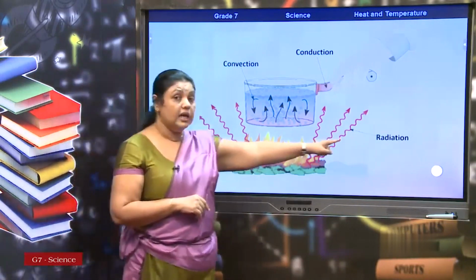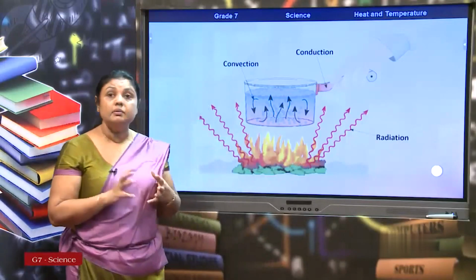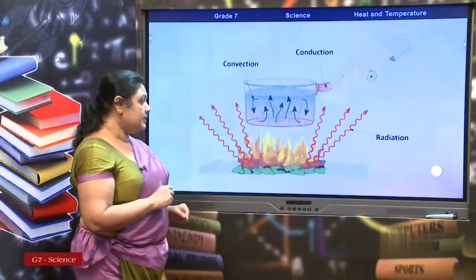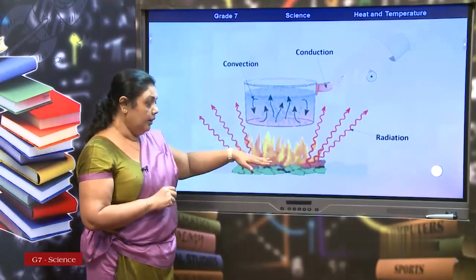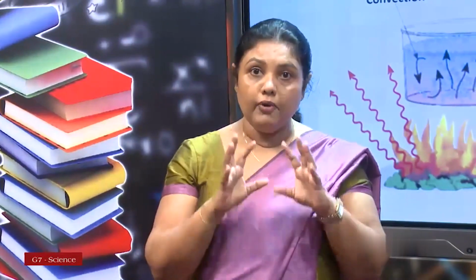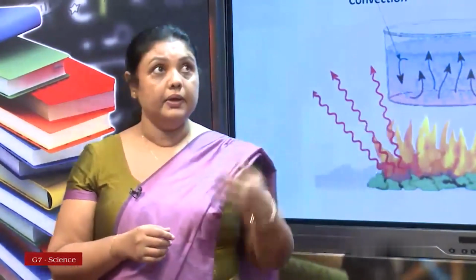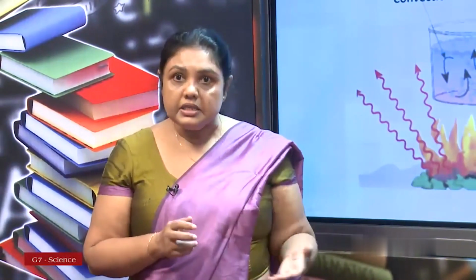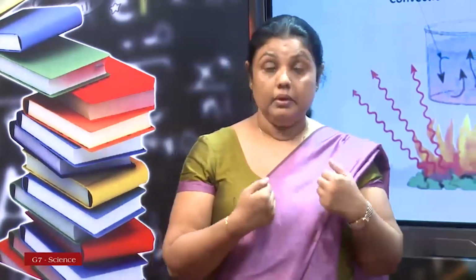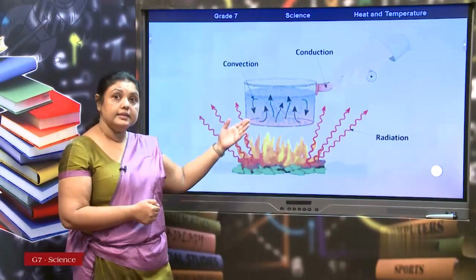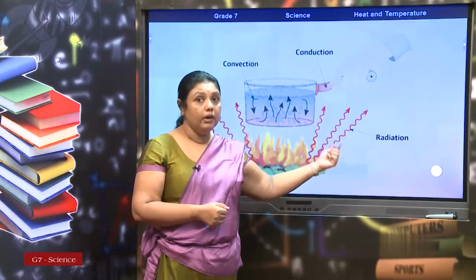Next, what is our third type? Radiation. The third method of transferring heat is radiation. What is this radiation? You can see, children, that when the pan is kept on fire, sometimes the fire doesn't touch the pan. The best example is the sun. We get heat, but we don't touch it. Nobody is touching it, but still we get the warmth, the heat of the sun. That is the method which comes with radiation.